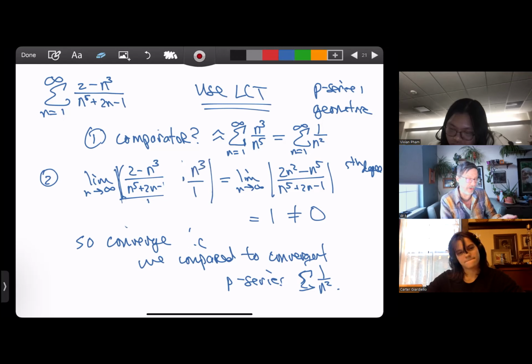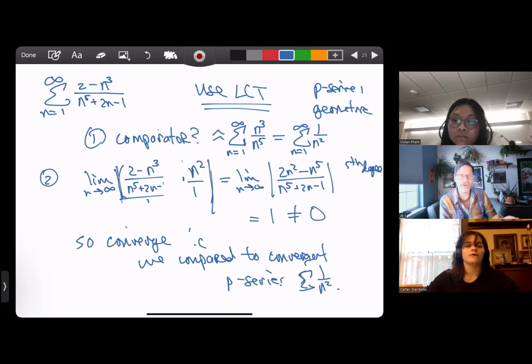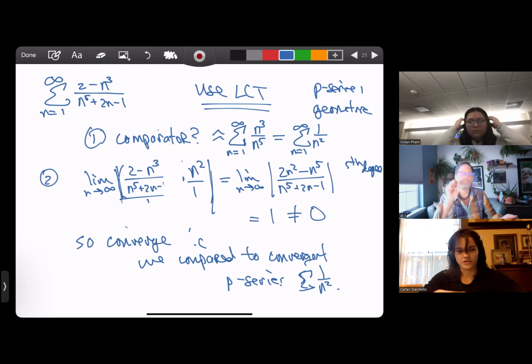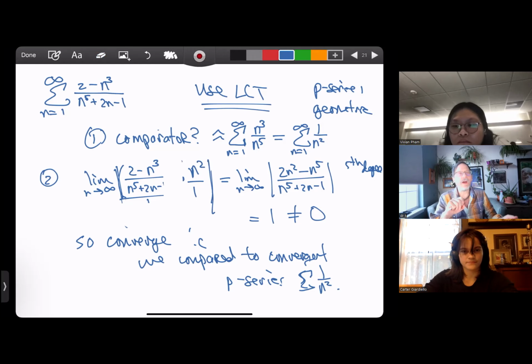Right, so n squared, sorry. Squared. Do you want me to make that clear? Oh yeah, okay. It's the same in the ratio. 100%, same thing. Exactly. Yep.